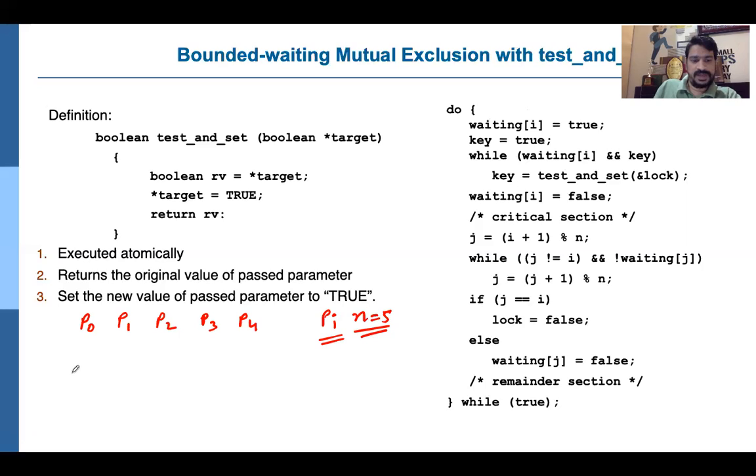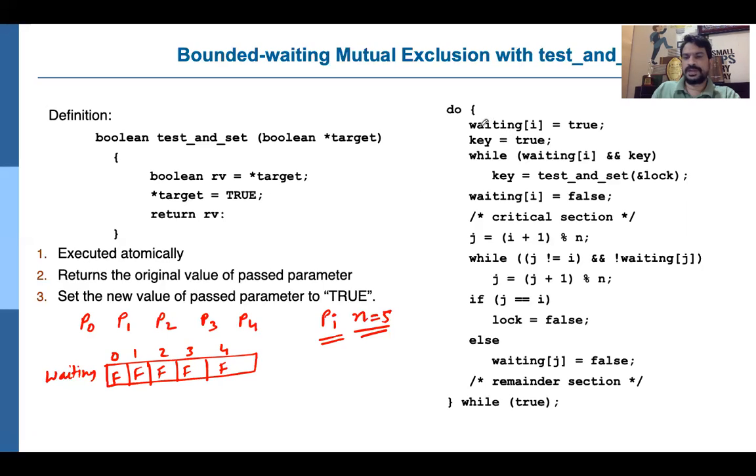So you can see the waiting is an array of size 5: 1, 2, 3, 4, 5. This is for P0, this is for P1, this is for P2, this is for P3, and this is for P4. Initially all these values are false.